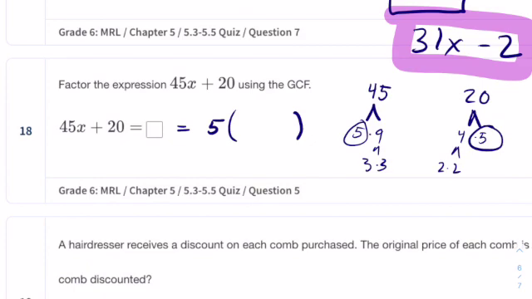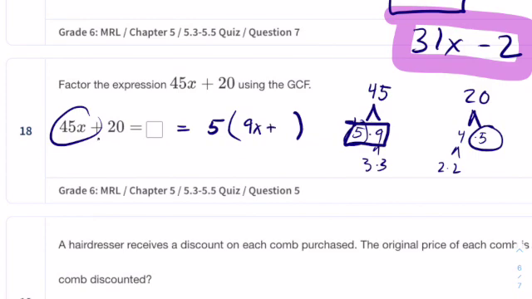So 5 times something is going to make 45x. Well, 5 times what number makes 45? That will be 9. You see over here, 5 times 9 makes 45. But not just 9, it would be 9x, right? Because 5 times 9 gets me the 45, but I have to have the x to get 45x.